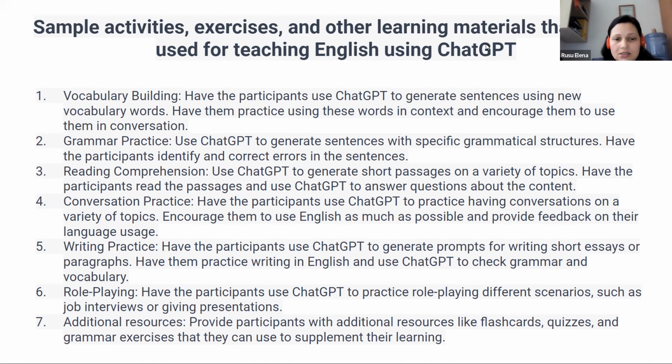Role playing, so in such a way we can create different ways when students write questions for a possible interview. See what way they can change the questions in order to lead the presenter or the person who is answering the question in a specific way. And ChatGPT can serve as an additional resource, providing participants with additional flashcards, quizzes, grammar exercises, and the different supplements that would help them to learn better.